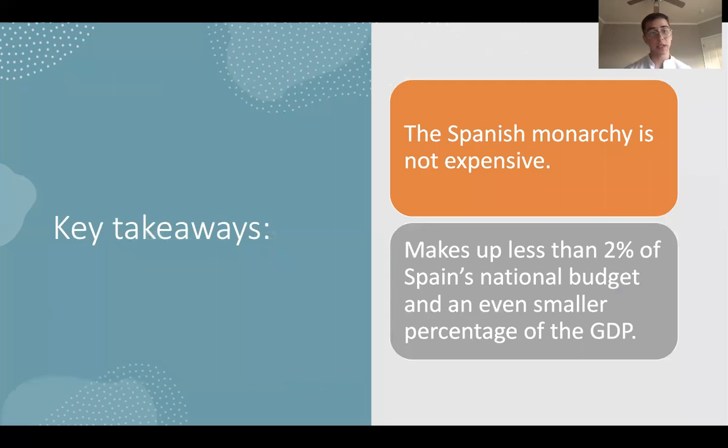So key takeaways that I want to make clear. The Spanish monarchy is not expensive, and it actually makes up less than 2% of the Spanish budget, and an even smaller percentage of the GDP.